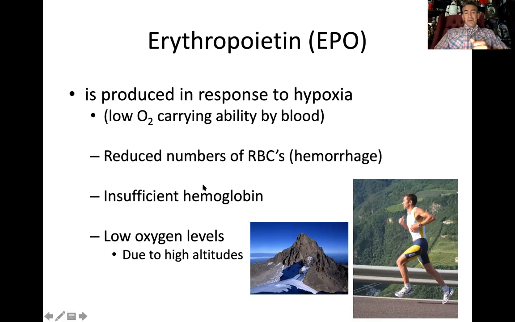Insufficient hemoglobin. Well, maybe you're deficient in protein. Maybe your diet is not real good. Maybe you're deficient in iron, right? You're anemic. So all of these can trigger low oxygen content, which will then stimulate EPO release to kind of get that back up to normal.